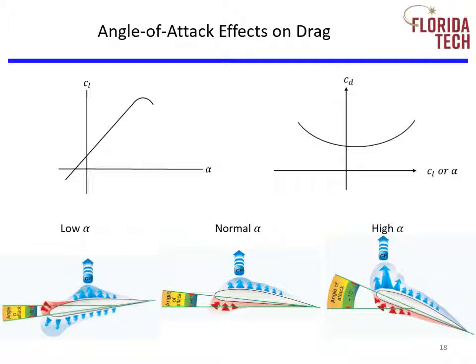Next, the drag reaches a maximum at large angles of attack. The oncoming flow no longer sees the airfoil as slender, it's now a blunt body. Skin friction drag is still present, but pressure drag dominates and becomes increasingly important.